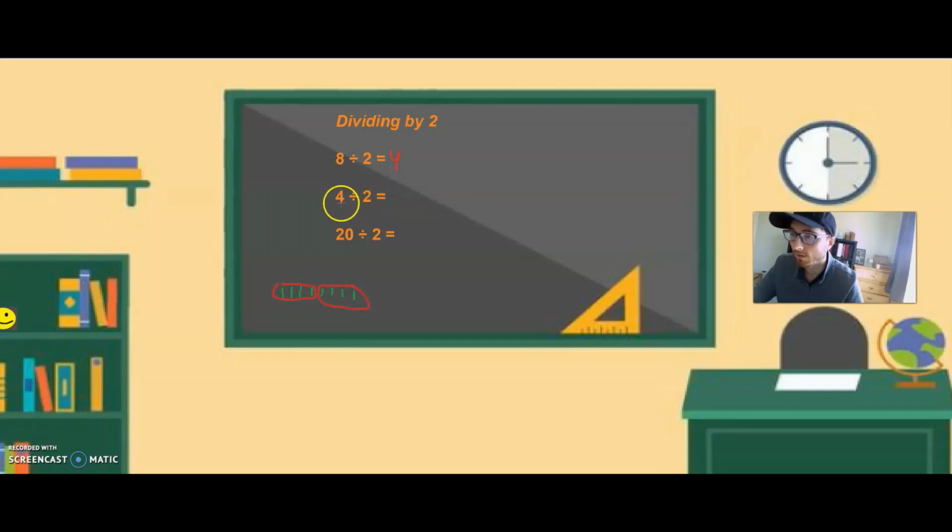What's half of 4? 4 divided by 2, well, I know that's 2. 2 plus 2 is 4. 20 divided by 2, what's half of 20? If I have 20 cents, what's half of it? 10 cents. So dividing by 2, you just know it's half of the number. 8 divided by 2 is 4.